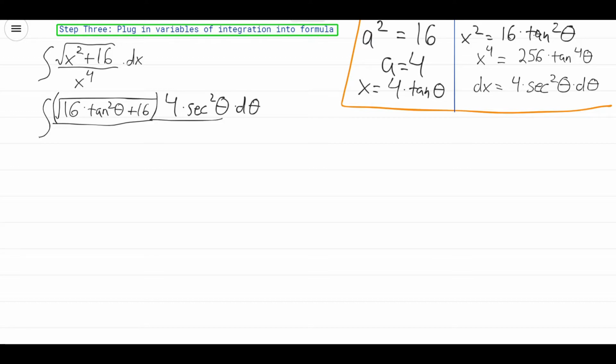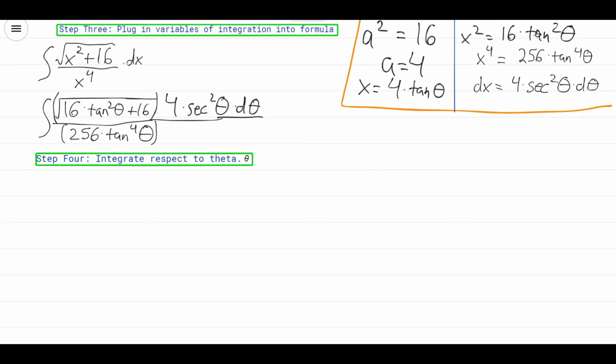And for x to the fourth power, we're going to plug in our 256 tangent to the fourth power. So now we're going to integrate this function with respect to theta, now that we have everything in terms of theta. So the first thing we're going to do is try to simplify all the constants. We know we can separate the square root. We can factor out a 16, and we're left with tangent squared plus 1. And that's just a matter of factoring out.